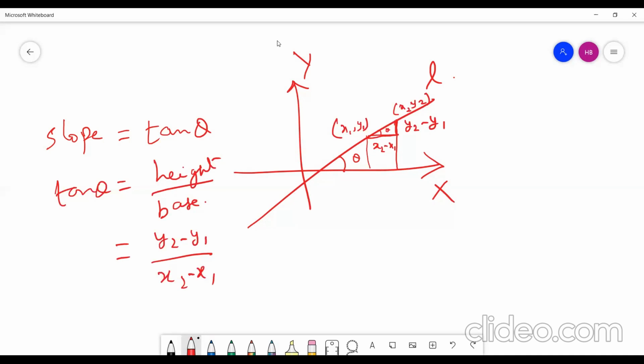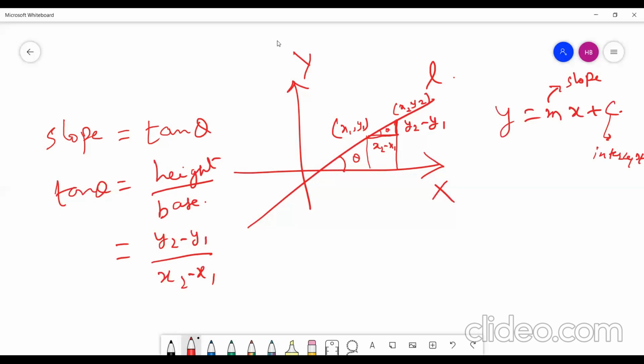Now, y is equal to mx plus c. That is basically the way to represent a straight line in a coordinate plane. Here m is the slope. In this equation, this is the slope. And what is this? C. What is c? C is called intercept. What is intercept?